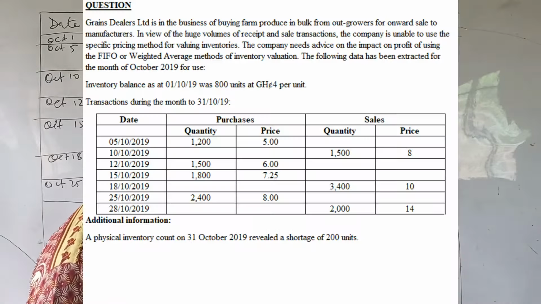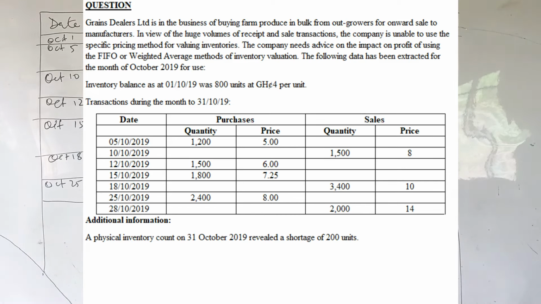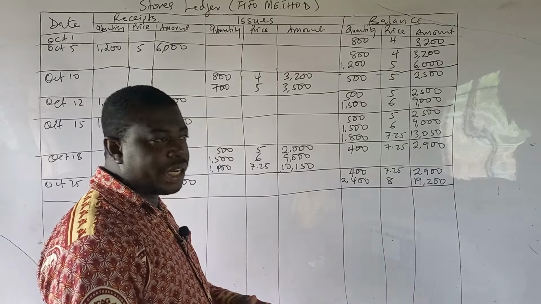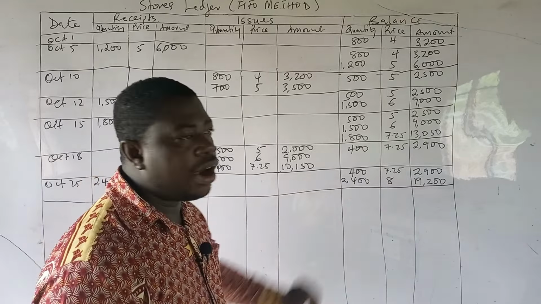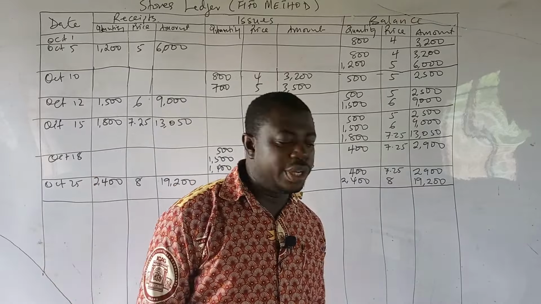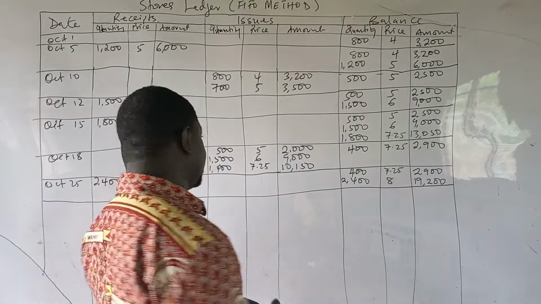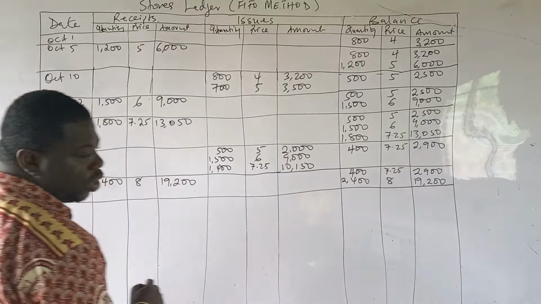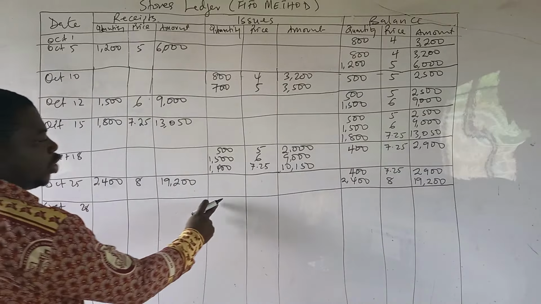And then finally, we look at the last transaction. The last transaction that we have was also a sale or an issue of 2,000 units at 14 cedis. The same way, the 14 cedis given will not be used for the sale. We are still going to go by our original prices. So on October 28th, we are issuing out 2,000 units.